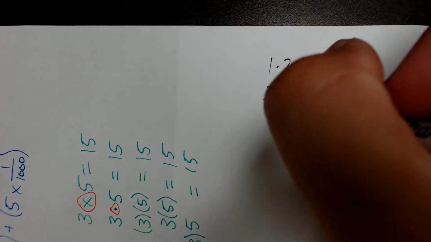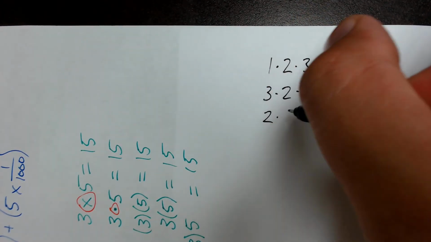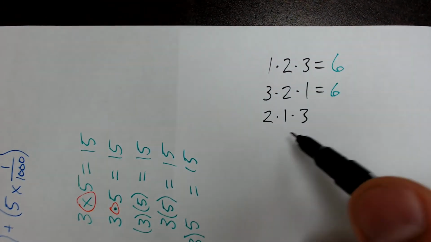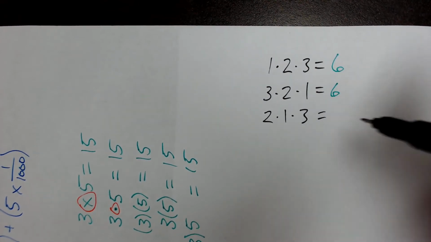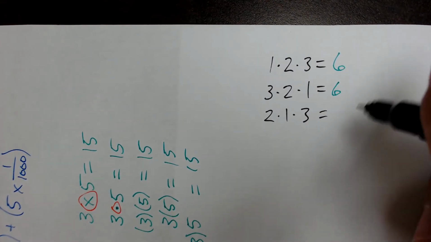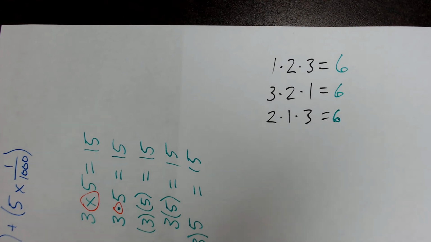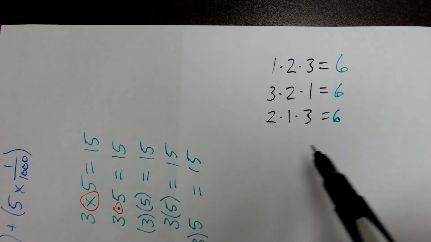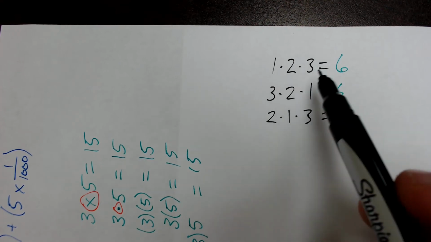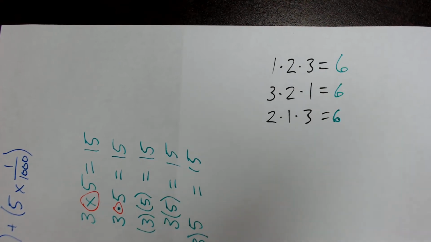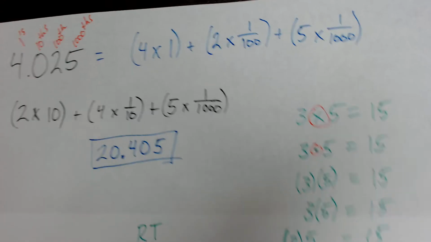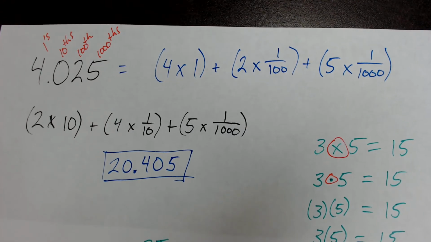And then what if we completely scrambled them? What if we did 2 times 1 times 3? 2 times 1 is 2, 2 times 3 is 6. So, and there's still a couple more ways that I can rearrange these. It doesn't matter what order you put numbers in. If they're all multiplying, you will always get the same answer. So that's called the commutative property.